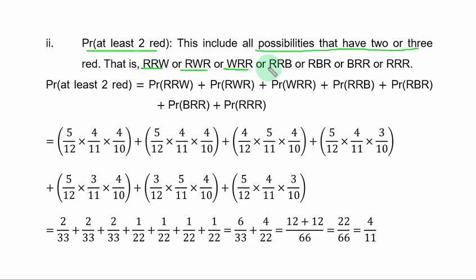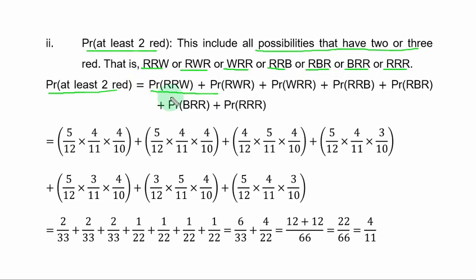Then you come again, R, R, B, that is red, red, and black, or red, black, red, or black, red, red. You move to red, red, red. So we have these possibilities. Therefore, the probability at least 2 red is the probability of the various possibilities.